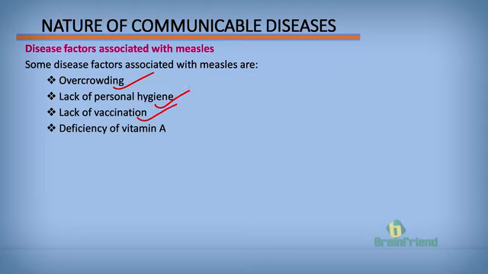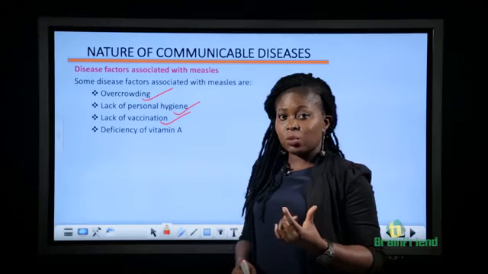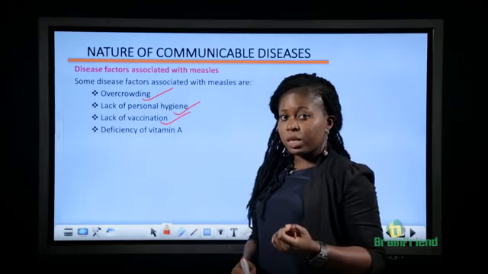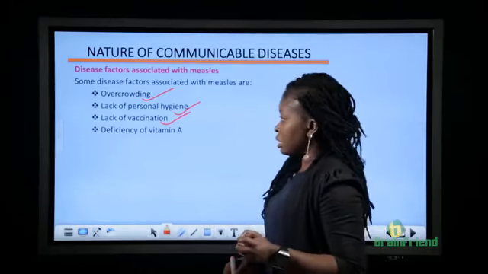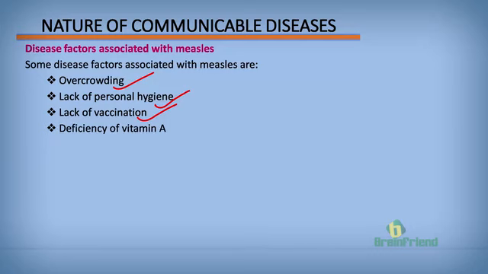Lack of vaccination. Remember, we say that when someone is vaccinated with the measles vaccine, the body becomes immune to the disease. But when there is no vaccination, we leave our bodies prone to the attack of such diseases. Another disease factor is deficiency of vitamin A.